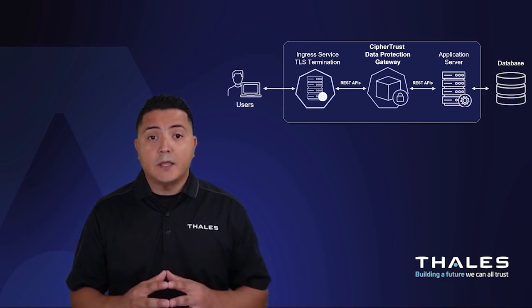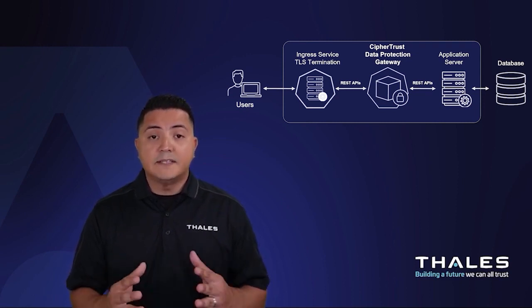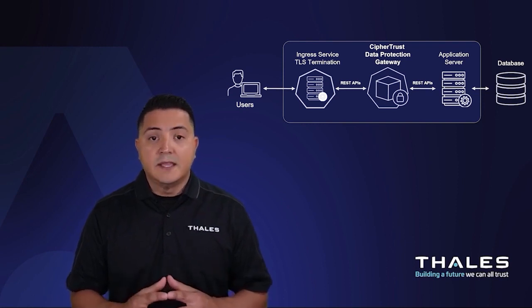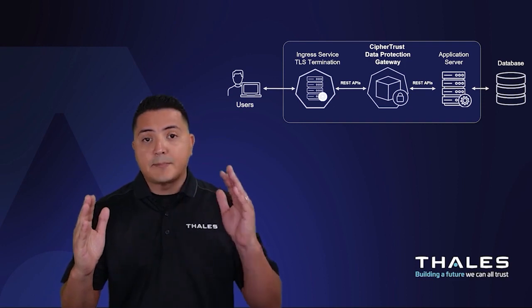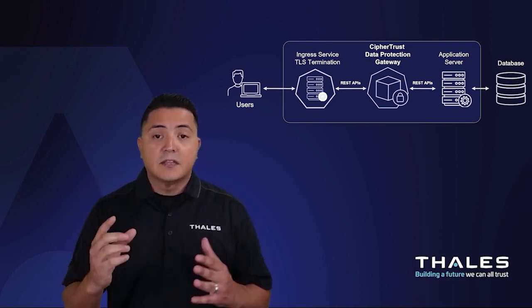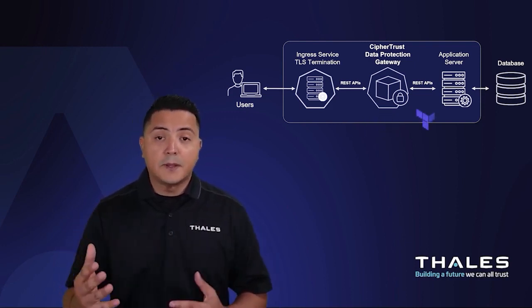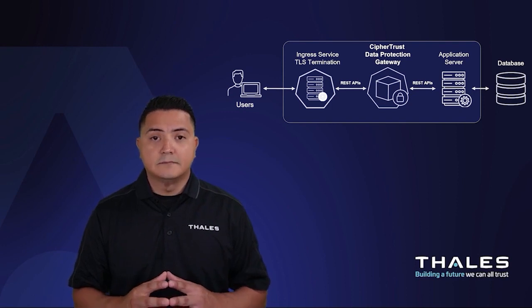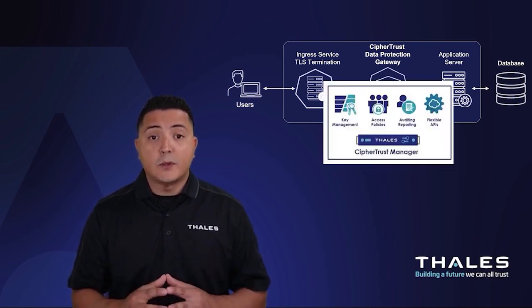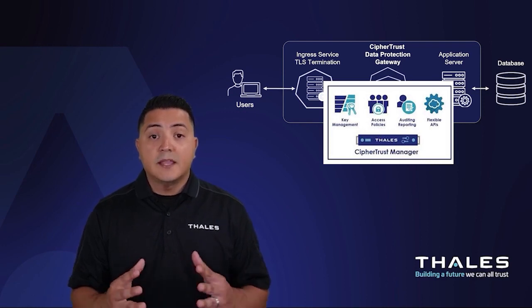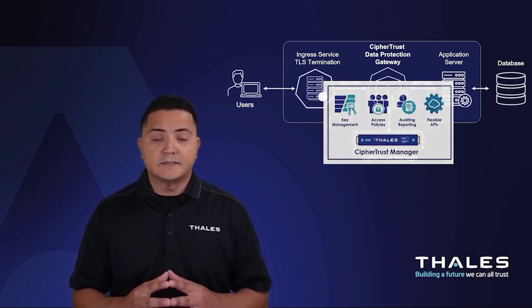CipherTrust Data Protection Gateway, or DPG, enables DevOps and DevSecOps teams to transparently protect sensitive data using REST APIs by the web application without making any code changes. It sits inline between the client and the application. It is a containerized solution that is fully compatible with Kubernetes orchestration systems such as Helm, Ansible, and Terraform, making it easy to deploy and scale. The solution also works in conjunction with our FIPS 140-2 compliant CipherTrust Manager, giving us a centralized key management, policy-based access controls, and detailed audit logs across multiple applications.